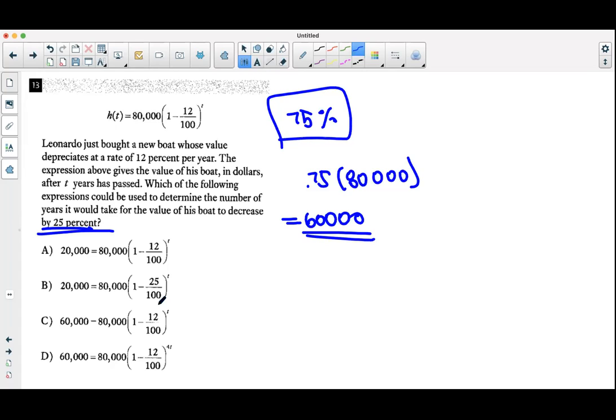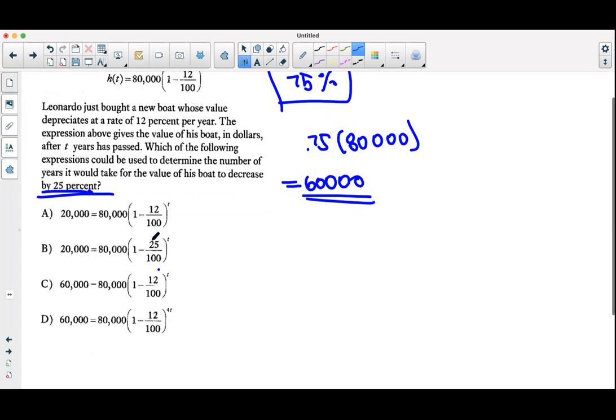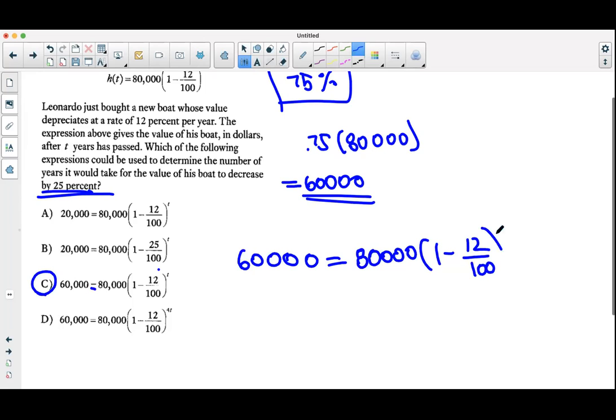Oh, there's supposed to be an equal sign, I think, and then the answer is supposed to be choice C. How about that, guys? How long will it take? The question is, we should find the number of years it will take to decrease by 25%. In fact, there was a typo. I don't think you were able to see it a little bit. 60,000, which would be 75% of the value, equals 80,000 times 1 minus 12 over 100, 12% to the t power. So that's essentially what we're looking at.